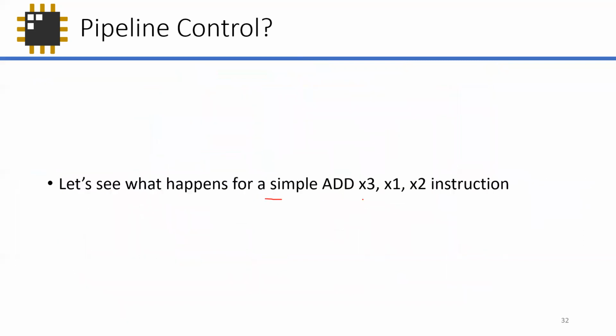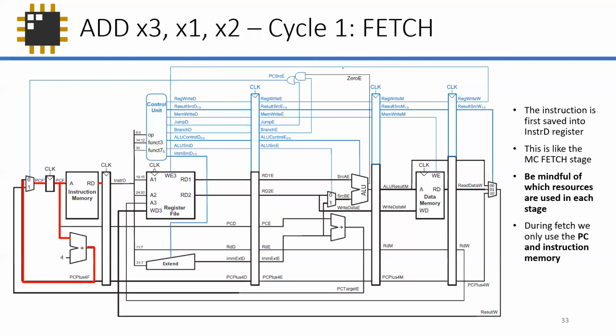So let's see what happens in a simple add instruction, right? And here, this thing becomes interesting. So follow along with me again, trying to process how the pipeline is processing signals, because it gets really interesting in the succeeding slides. So first step, fetch, right? So you just fetch. The program counter is updated, and then the program counter fetches the instruction and then stores it into the instruction D register. That's it. And then here's the thing: be mindful of which resources are being used in each stage.